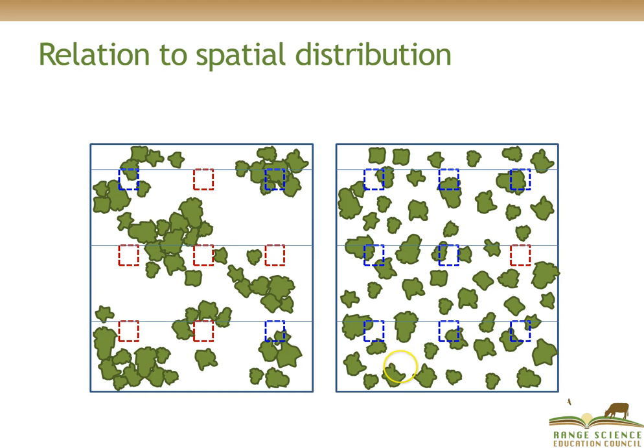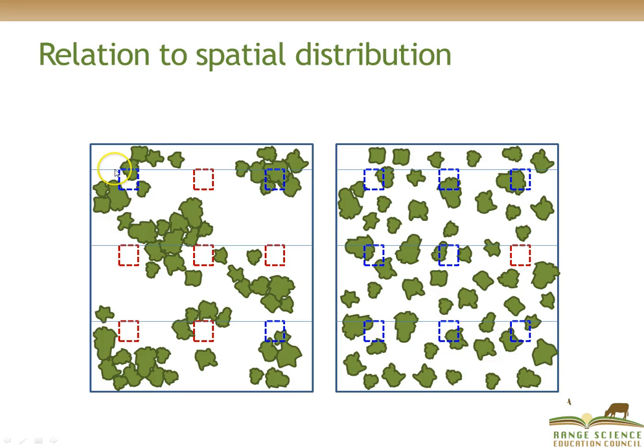Now, because this is a graphic and we're able to manipulate the items in the graphic, I can tell you that the density of plants, the number of plants in this diagram on the left, is identical to the number of plants in the diagram on the right. In addition, we kept the same items in both diagrams, and so the actual cover is also the same between the two diagrams. The only difference is their spatial distribution.